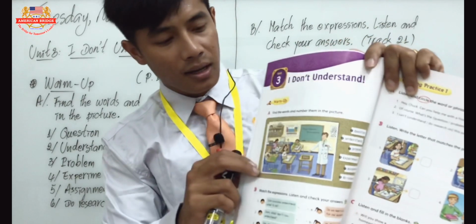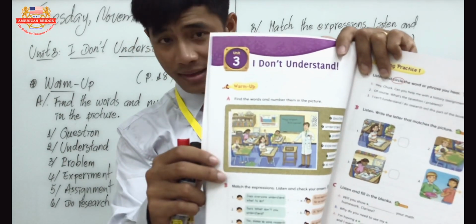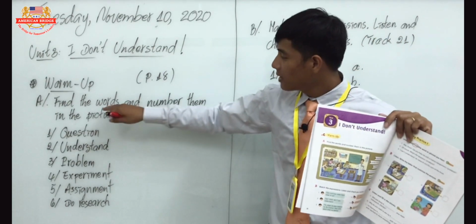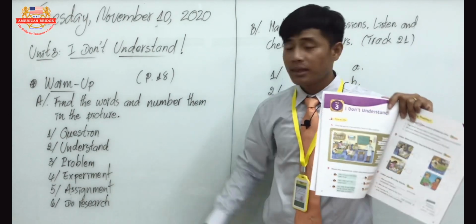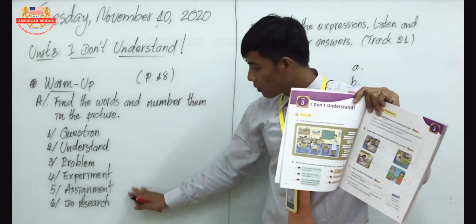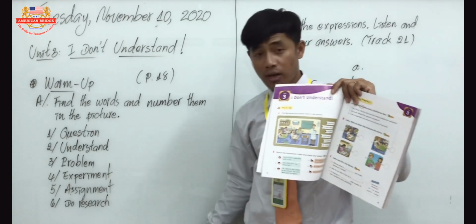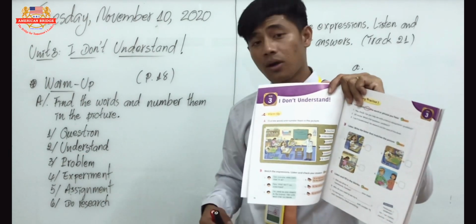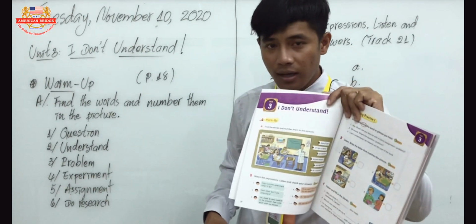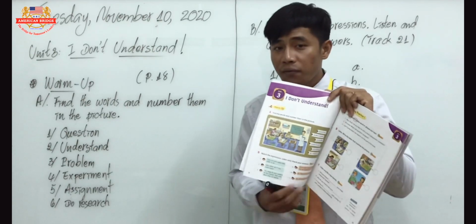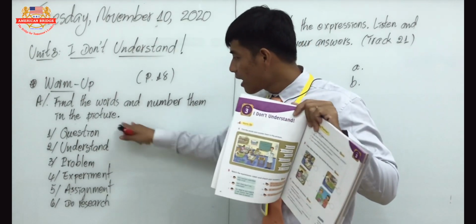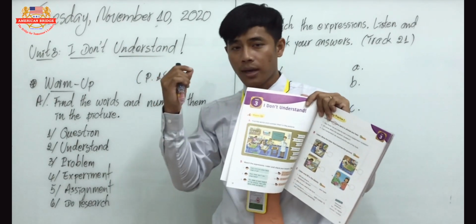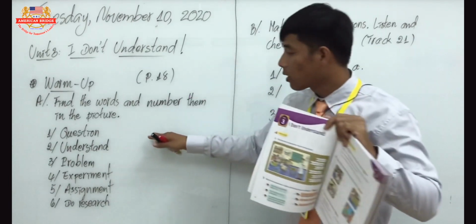The first is warm-up part A. What will you do in this part? Find the words and number them in the picture. We have the words over here, students, and what you have to do is number them in the picture in your book. The words have been given to you already, so you just number the picture only.